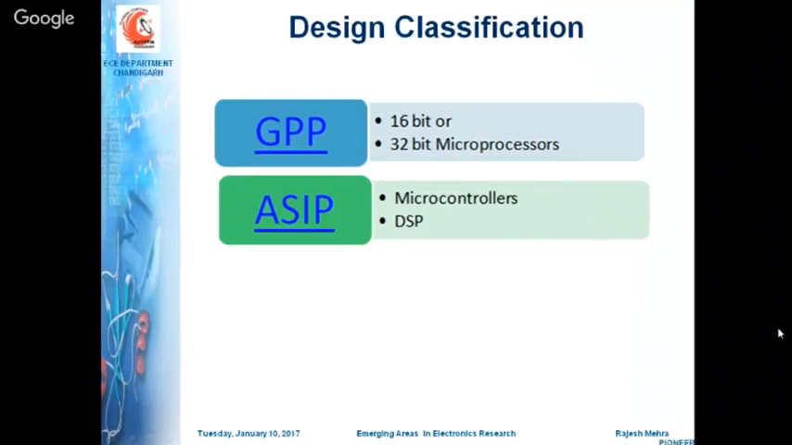Second is your ASIP, application specific integrated processors. Under this category, two processors are there: one is the microcontroller, another is the DSP. Either you can work in a microcontroller or you can work in a DSP. DSPs are used when you are dealing with signal flow kind of applications. Signal flow kind of application means the signal is coming from the real world, you are taking the signal, you are processing it, and after processing your signal, you are sending it to the next unit.